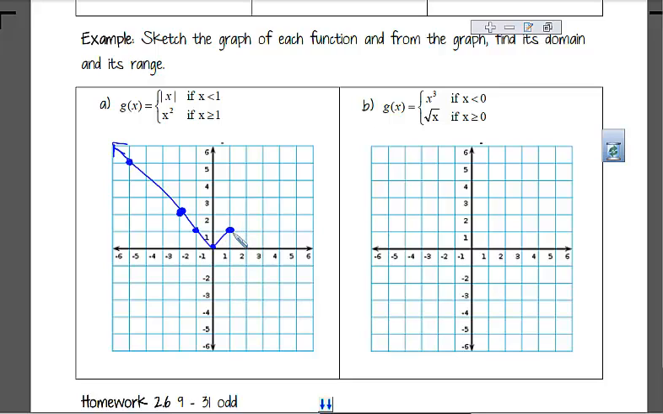Okay, if I put in 2, we're going to get what? 4. If I put in 3, I would get 9. Okay, so it looks something like that. And that's our piecewise function. Okay. Questions about that?